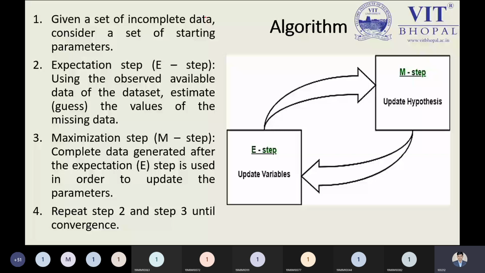and from these parameters we go to the expectation step, the E step. Using the observed available data of the data set, we need to estimate, or guess. In the fill any method, we filled all the null values by choosing the upper values. If you remember this example, in the maximization step we complete the data generated after the expectation step. We need to update some parameters and update the hypothesis, to see whether our goal is achieved or not. If it is not achieved, then we go back to the expectation step to maximize some parameters, and this step will go on to achieve the result.